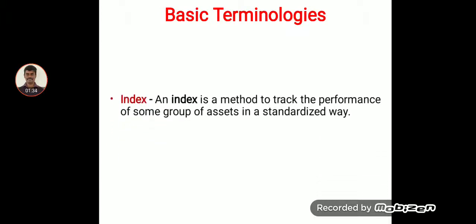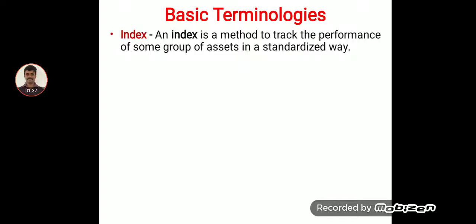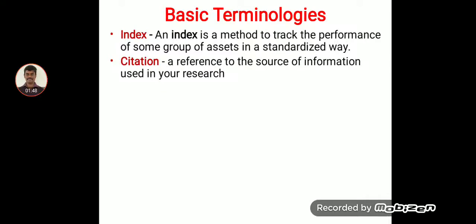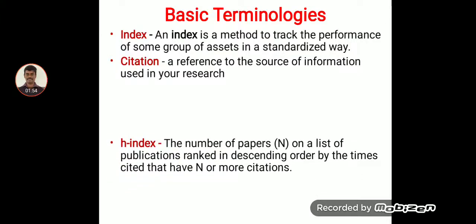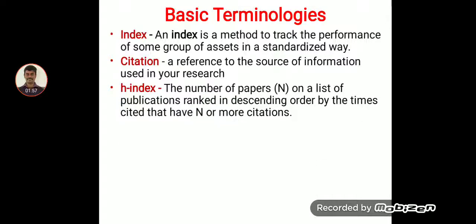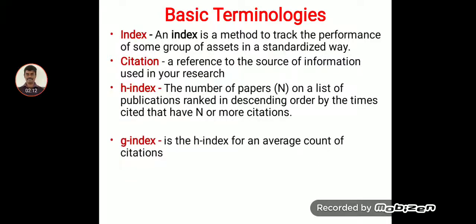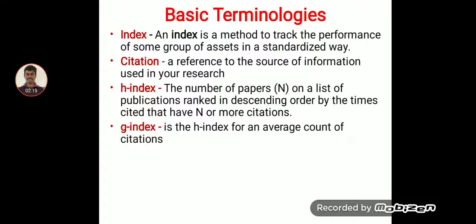The first basic terminology is index. An index is a method to track the performance of some groups of assets in a standardized way. Coming on to the citation. Citation is a reference of the sources of information used in your research. H index is the number of papers on a list of publications, ranked in descending order by the times cited, that have n or more citations. Coming on to the G index. G index is the H index for an average count of citations.